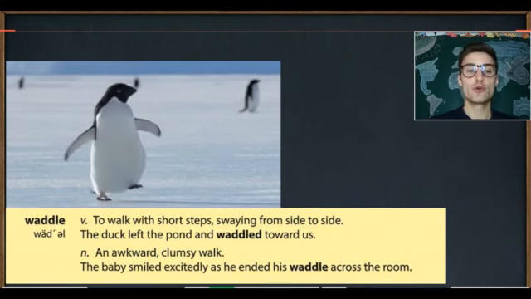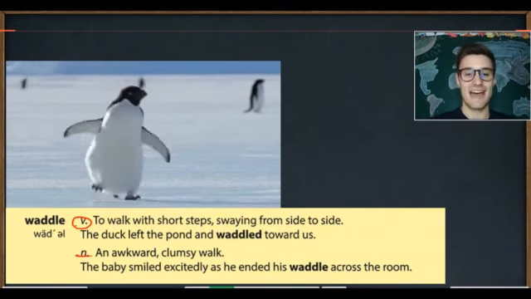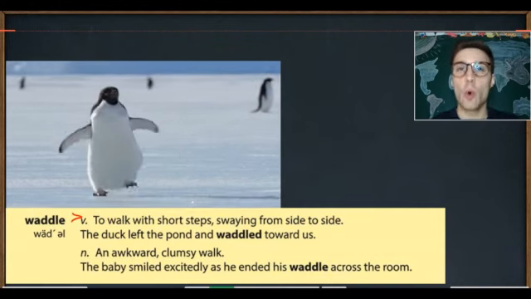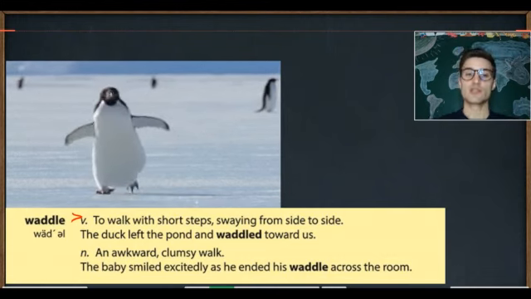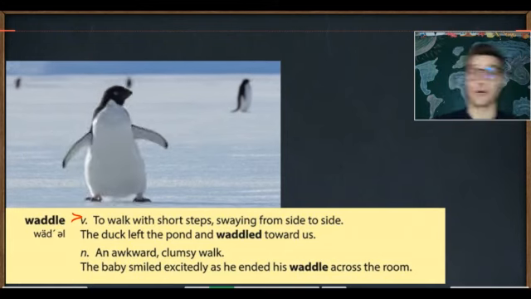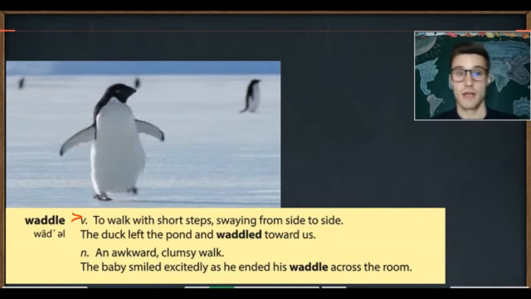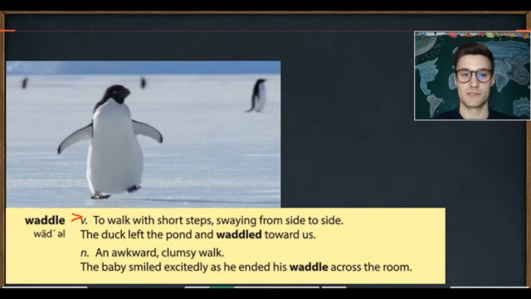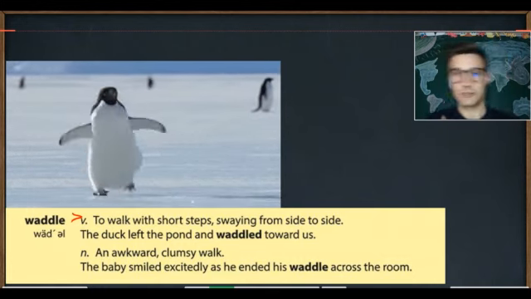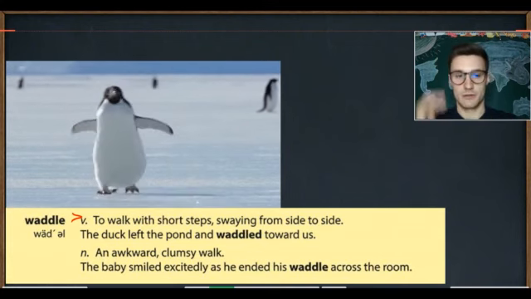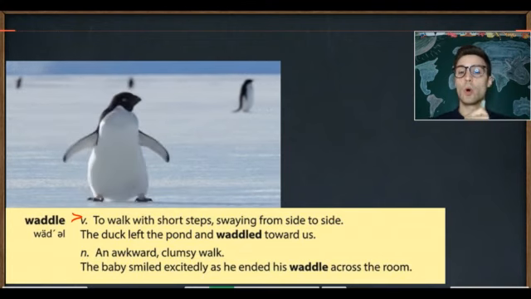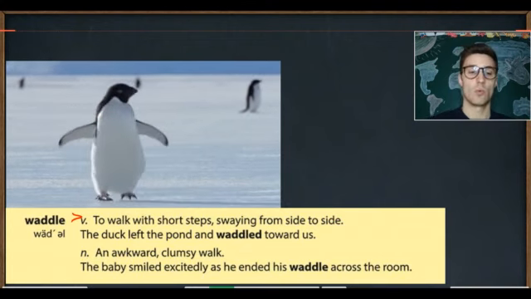The final word is waddle. Waddle has two meanings, a verb meaning and a noun meaning. The verb waddle is a way you walk. To waddle is to walk with short steps, swaying from side to side. A penguin waddles. See, they walk with short steps and they move from side to side. Waddle. The duck left the pond and waddled toward us. It's a way you walk.